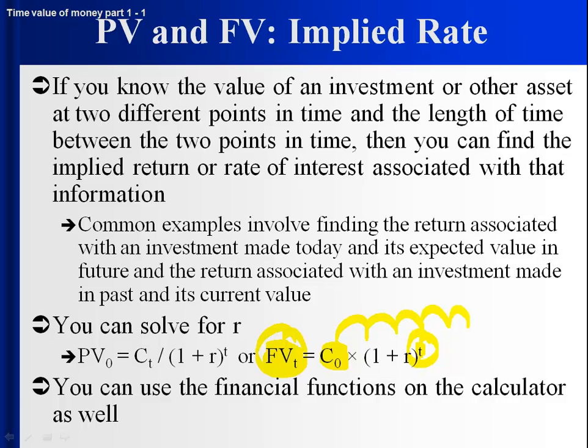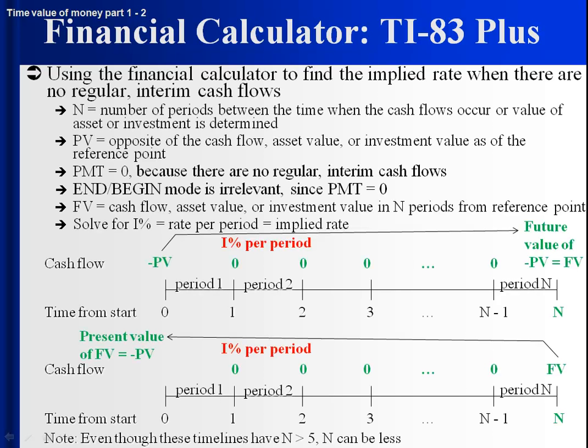Another way to look at it, kind of the present value way, is you have some value at time t, you know what its present value is, the length of time between the two measurements, and you want to find the discount rate such that if you discount the later value by this each year or each period for t periods, you'll wind up with this present value. And the financial functions on the calculator is particularly useful in solving these kinds of problems.